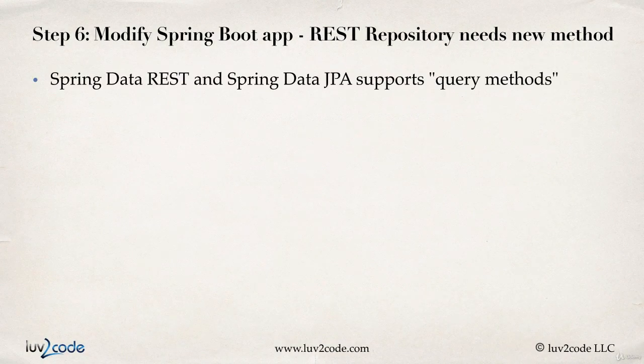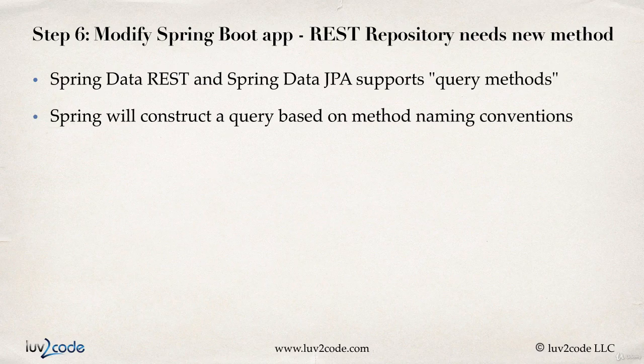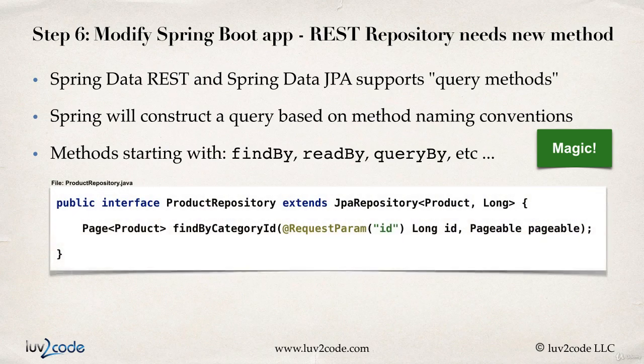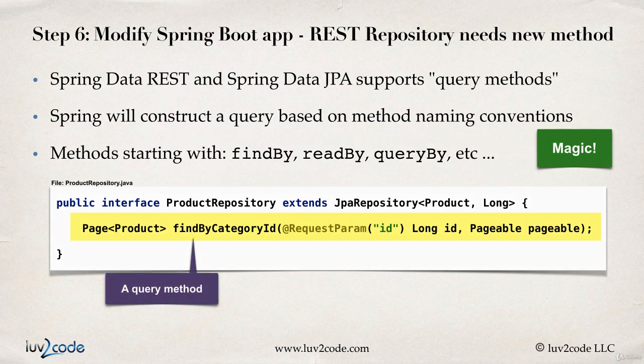Spring Data REST and Spring Data JPA support query methods. So behind the scenes, Spring will construct a query based on method naming conventions. Ooh, magic. Methods starting with find by, read by, query by, and so on are called query methods. In my repository, I'm going to add this new method, findByCategoryId. Since this method starts with find by, it's known as a query method, and so Spring will do some special processing on this given method.